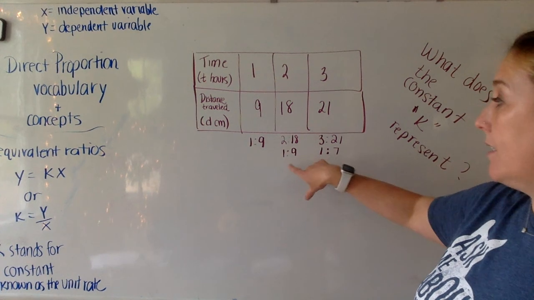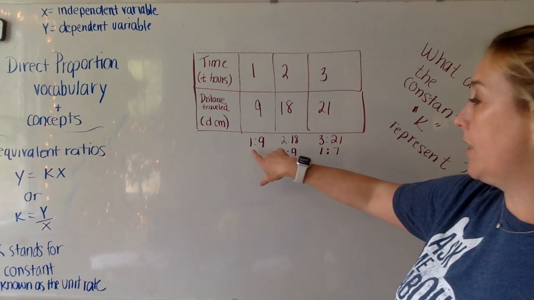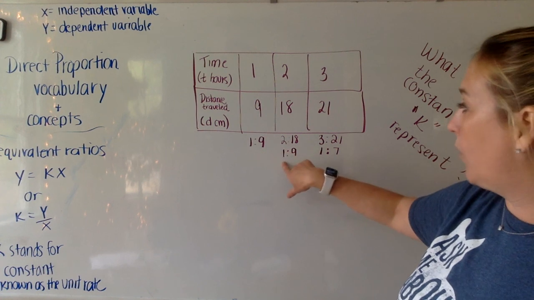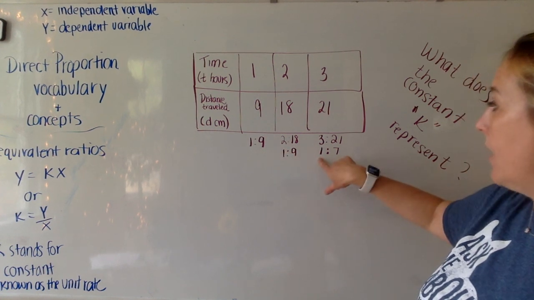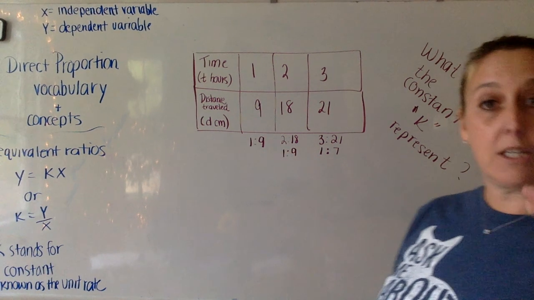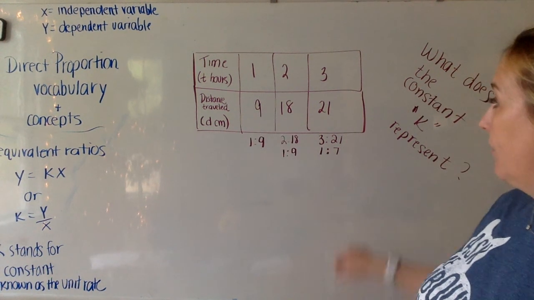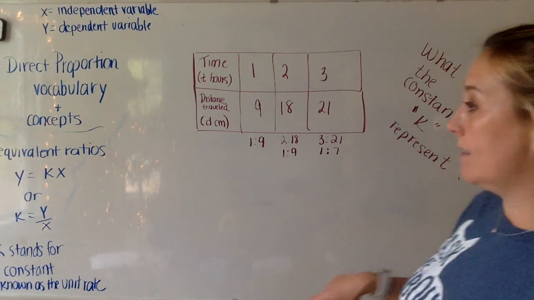But in fact, this is not a direct proportion relationship, because for 1 hour, the snail went 9 centimeters. For 1 hour, it went 9. Well, on the third hour, it only went 7. So it did not maintain the same distance traveled, right? It did not maintain the same K.